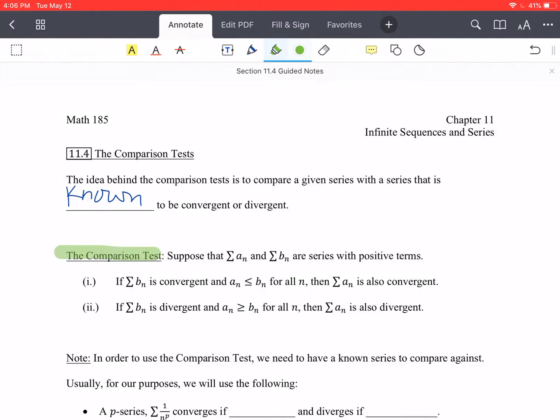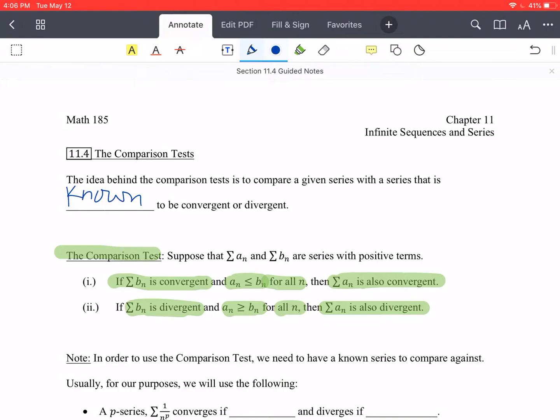So suppose that the series A and B are series with positive terms. If the series B is convergent and A is less than B for all n, then A is also convergent. And if series B is divergent and A is greater than or equal to B for all n, then A is also divergent. Okay, so think about it this way.